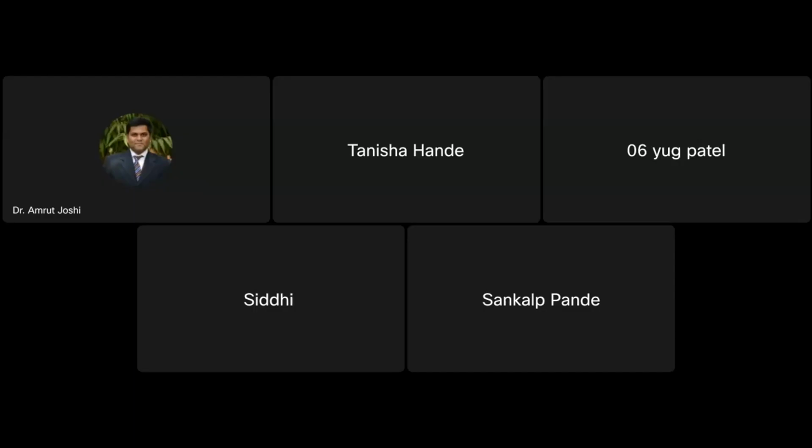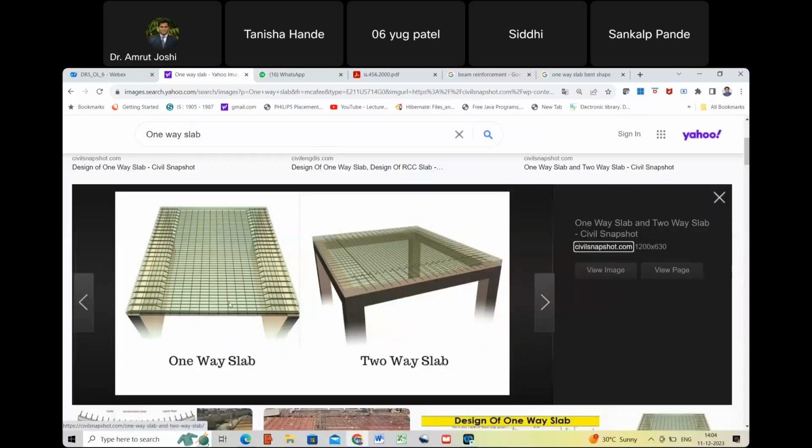So let me again share the screen with you. I hope you can see the one-way slab and two-way slab. Are you able to see that? So what are the points that differentiate one-way slab and two-way slab? Or when do we say that the slab is one-way or two-way? So it is mandatory that for two-way slab, you must have supports on all the sides. That means beams must be present on all the four sides. That is the first and prime most requirement.